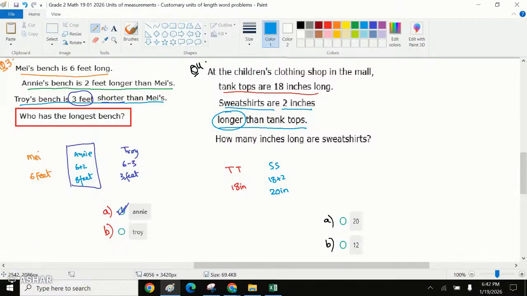Simple question. How many inches long? Yes, thank you. They are 20 inches long, right? So please complete the remaining questions. Very easy questions. We have done 1/3 of these questions, right? Please try the remaining questions and complete them. Best of luck. Have a nice day. Take care.